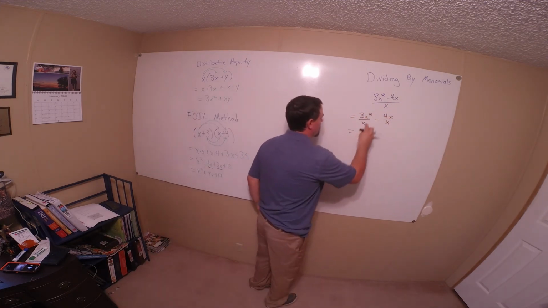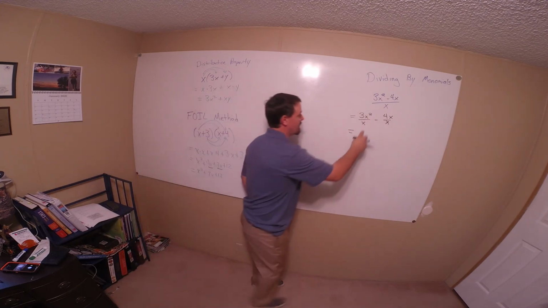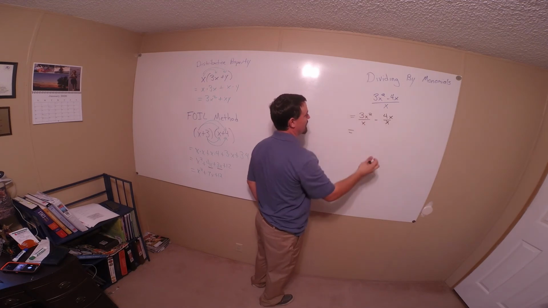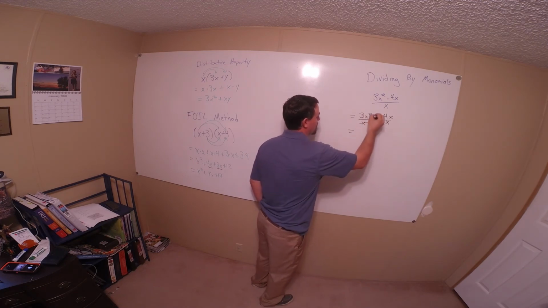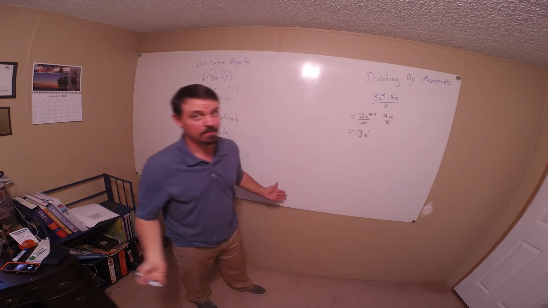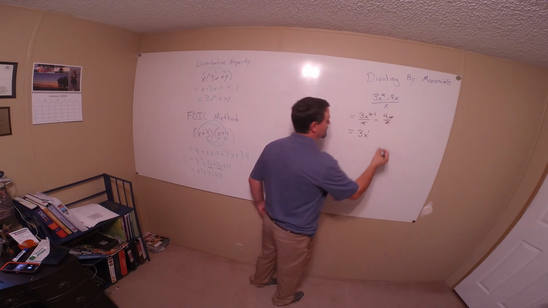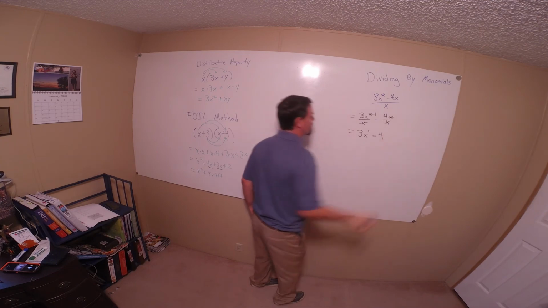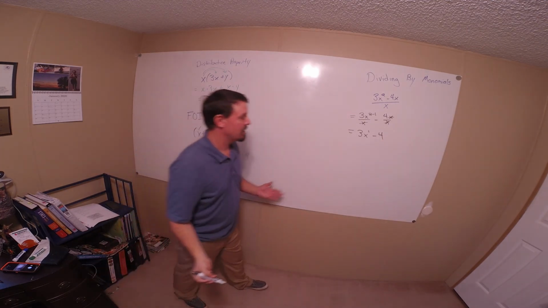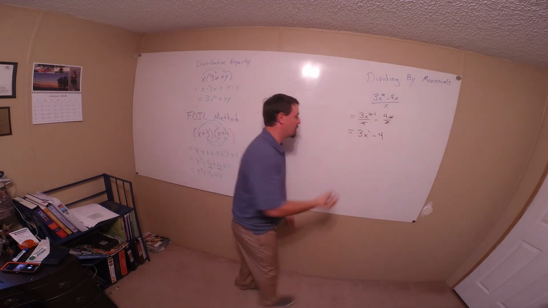So I've got two x's on top, one x on the bottom. That means this one x on the bottom is going to cancel one of these x's on top, so that I'm left with 3. 2 minus 1 is 1. So 3x to the first. Now x over x cancels as well, because anything over itself is just 1. So I wind up with 3x to the first minus 4.